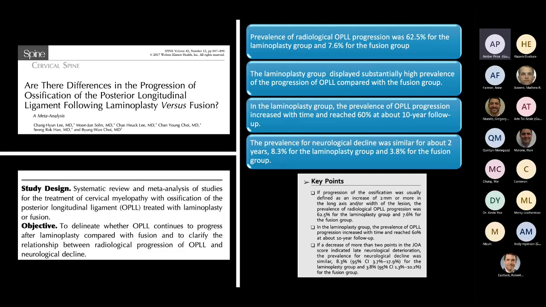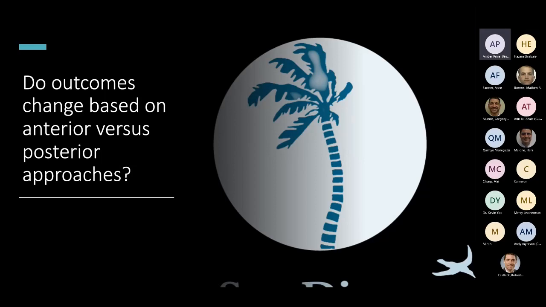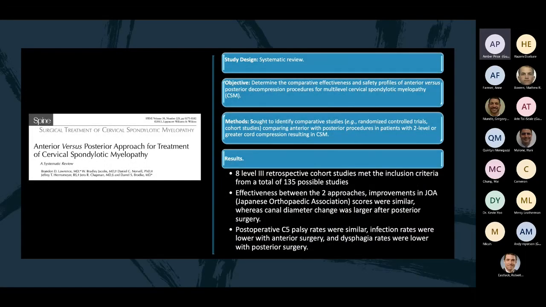And then what about progression of OPLL? One of the caveats to laminoplasty is that OPLL actually progresses in that setting versus the fusion setting. OPLL will continue to progress in the setting of motion sparing, and that's the whole idea with laminoplasty. Whereas with fusion, you can actually see regression of the OPLL and decreased progression. In this paper, it showed OPLL progressing at 62.5% for the laminoplasty group and only 7.6% for the fusion group.